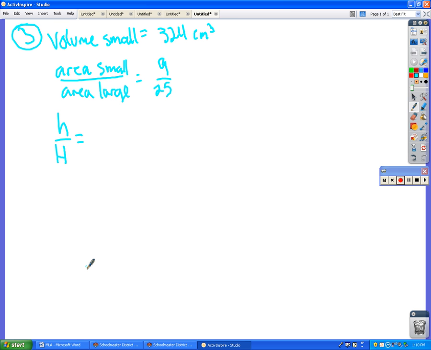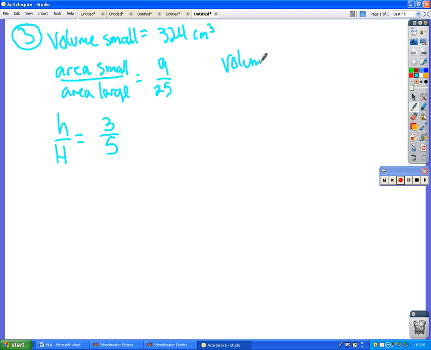Okay, did you have a solution for us here? Okay, it's area, so it's got to be square root, because area is squared, so I'm going to do the square root. So the square root of 9 is 3, and the square root of 25 is 5. Okay? Then it says, what is the volume of the large prism to the volume of the small prism?